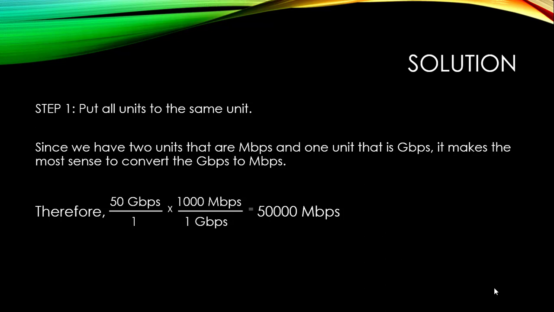Step 1, we need to put all units to the same unit. This is very important, not just in computer science, but in all the sciences. In our problem, since we have 2 units that are megabits per second and 1 unit that is gigabits per second, it makes the most sense for us to convert gigabits per second to megabits per second. We're going to do this using some algebraic dimensional analysis. If you're not familiar with dimensional analysis, there's some great videos out there, and I would encourage you to become familiar and very practiced in it, as this will be useful to you in future computer science classes and also other science classes. I also would encourage you to pay attention to the units.